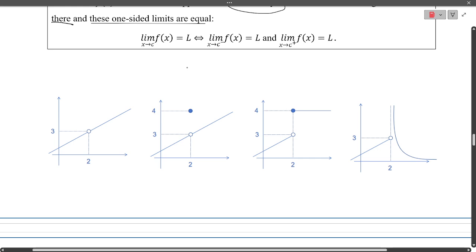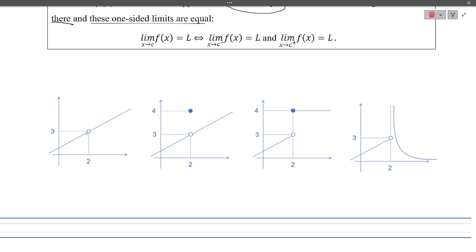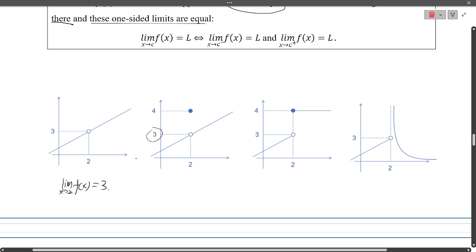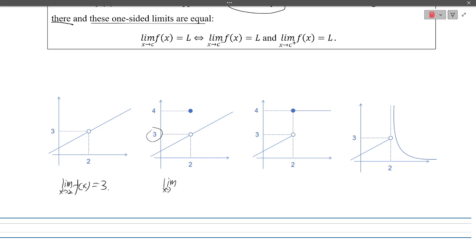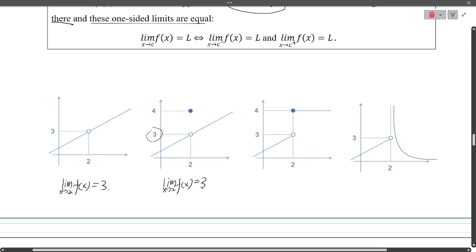This graph is the most straightforward case, the limit is clearly 3, and we can write it as the limit as x approaches 2 is 3. Let's go to the second one. Although there is a function value of 4 marked on this graph, as x approaches 2, y actually approaches 3. So the limit is still 3. This graph illustrates that the limit of a function is independent of its actual value at the point.